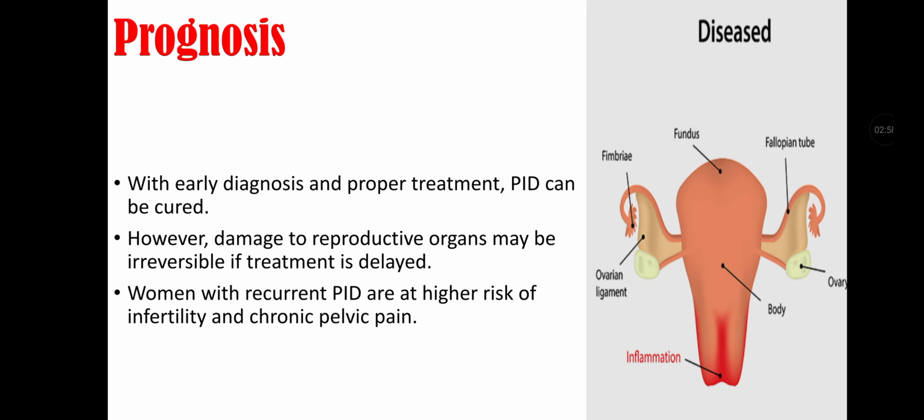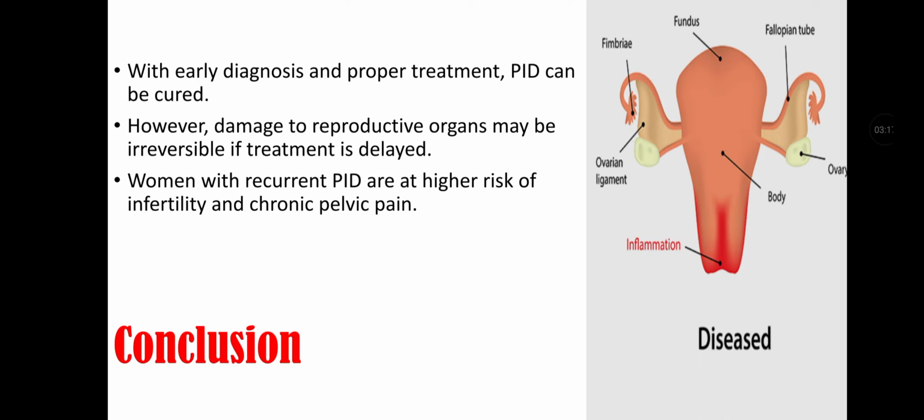Prognosis of pelvic inflammatory disorder. With early diagnosis and proper treatment, it can be cured. However, damage to reproductive organs may be irreversible if treatment is delayed. Women with recurrent pelvic inflammatory disorder are at higher risk of infertility and chronic pelvic pain.